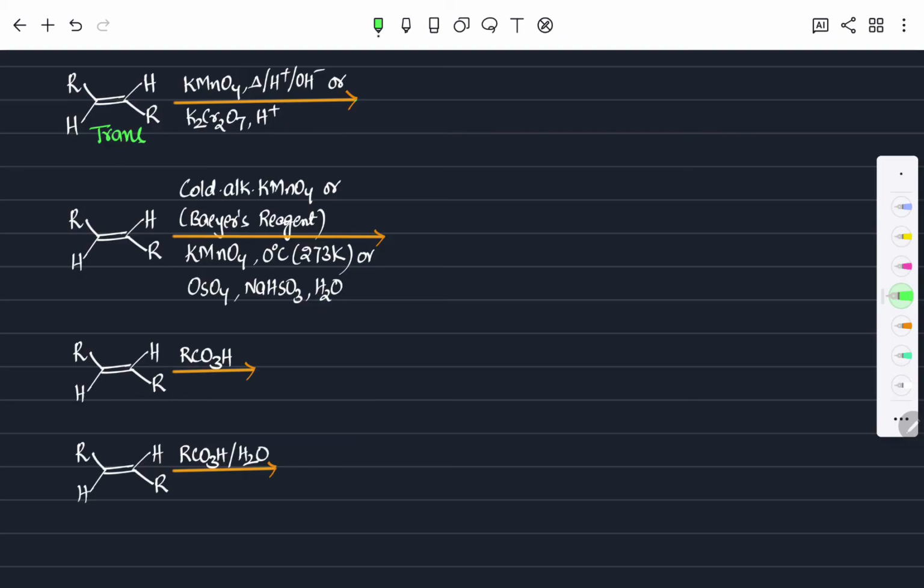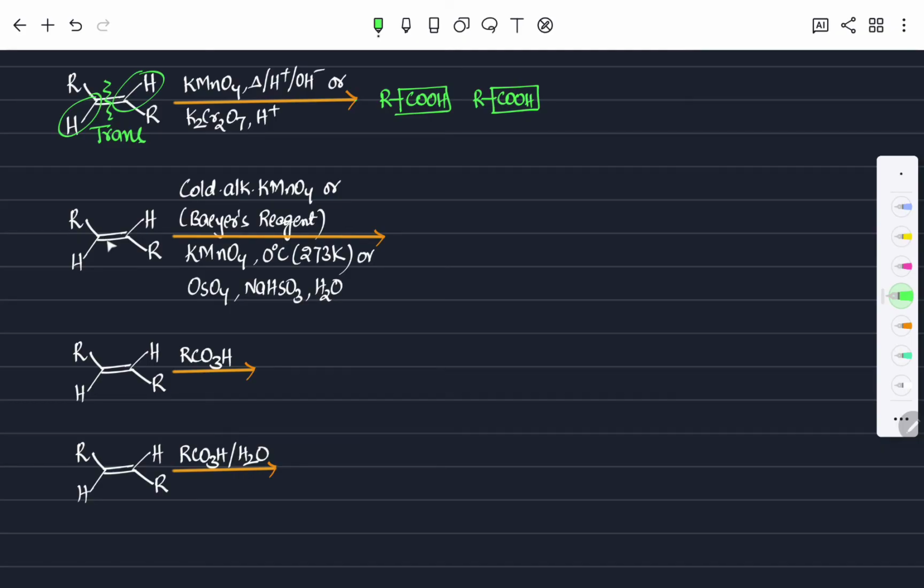It is a trans alkene. Trans alkene treated with KMnO4, heat, H plus or OH minus, K2Cr2O7, H plus. So simply we have to break the C=C bond. Because of the C-H bond, the corresponding carbon converts into carboxylic acid.